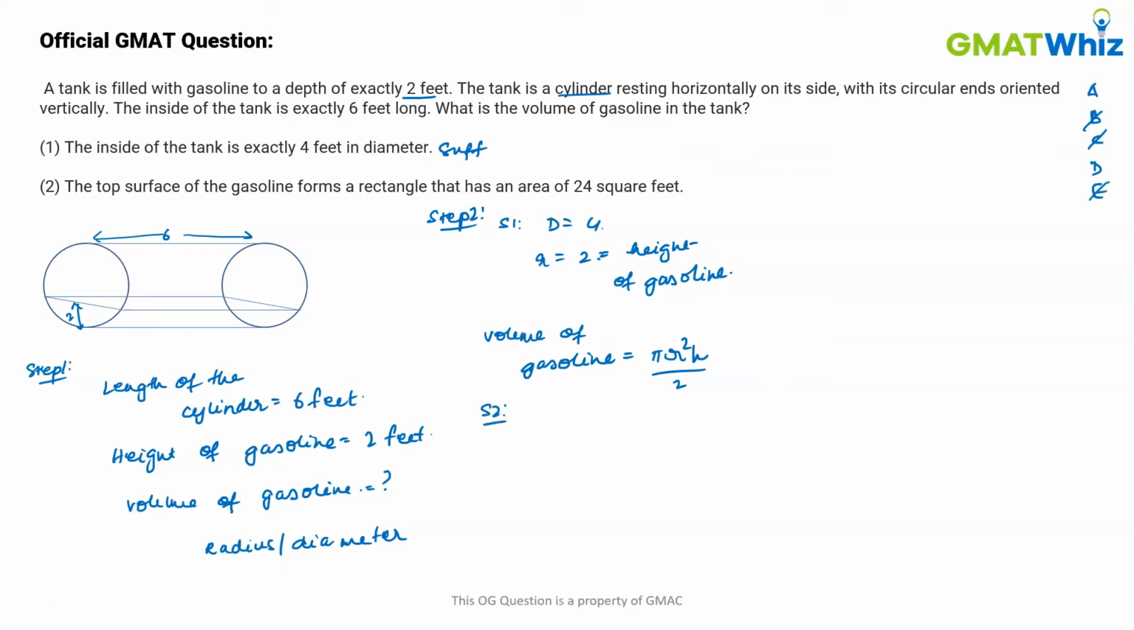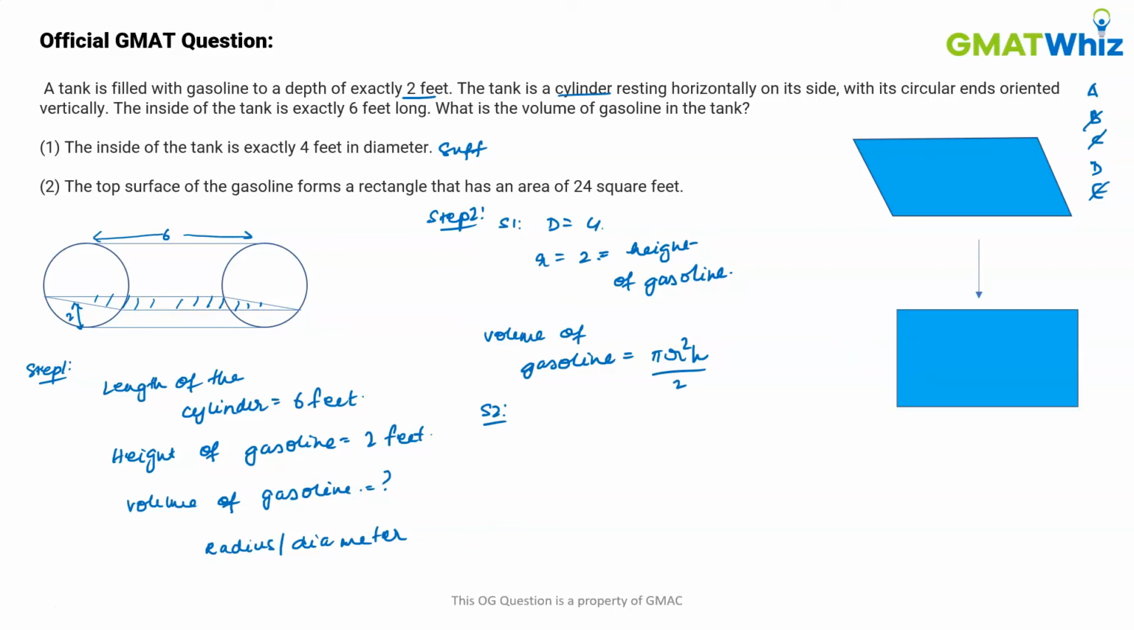So the statement 2 here is a bit tricky in the sense sometimes some students might end up faltering here and they mark statement 2 not sufficient because it is just giving you the area. Now how do they have to analyze this? Okay, so the information that is given that the top surface of the gasoline forms a rectangle that has an area of 24 square feet. So this is the rectangle that we are talking about. And if I take a separate diagram for this, I would have something like this. So this is the slanting surface of the gasoline and this is a rectangle. So let me just straighten this up and we get a rectangle.